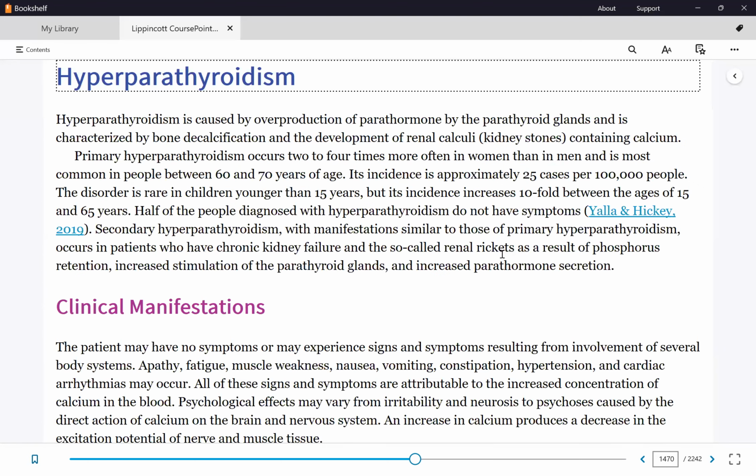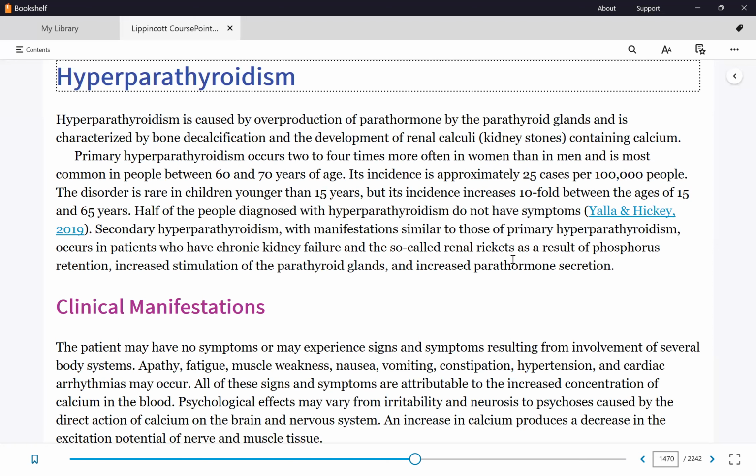So we have two problems, as with everything else. We either have too much of the parathormone or not enough. Let's start with too much. If it has too much parathyroid hormone, what is the main problem? What happens to the serum calcium levels in the blood? Okay, that's it. The patient will have hypercalcemia.